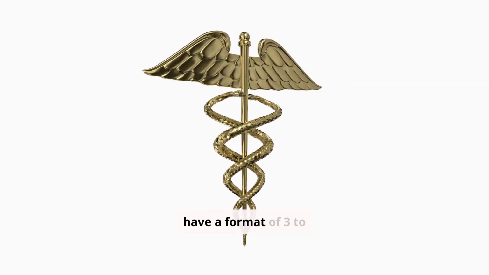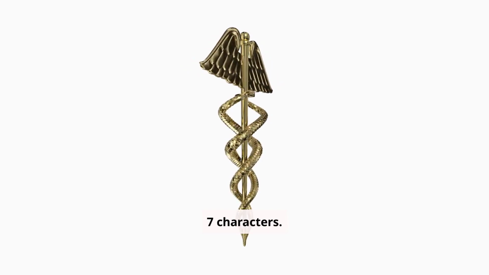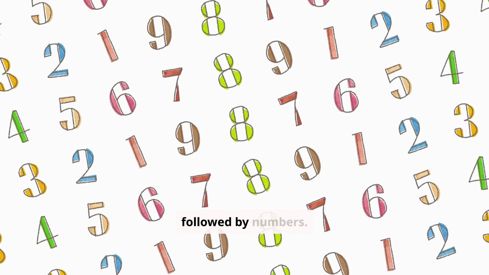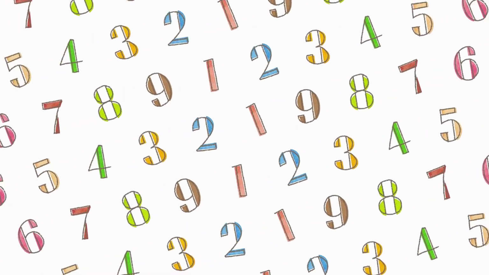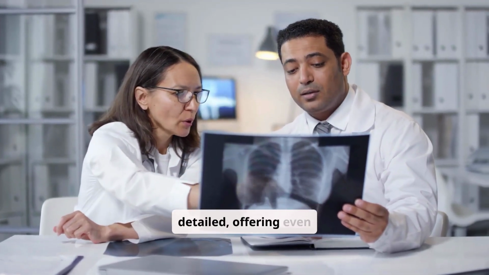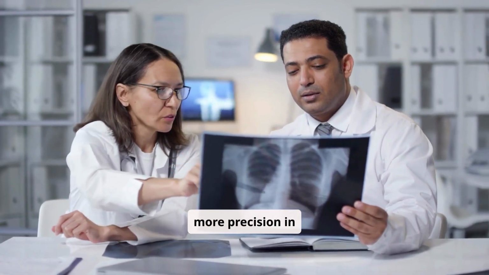ICD-10 codes have a format of 3 to 7 characters. The first character is always a letter, followed by numbers. ICD-11 codes are longer and more detailed, offering even more precision in describing diseases.